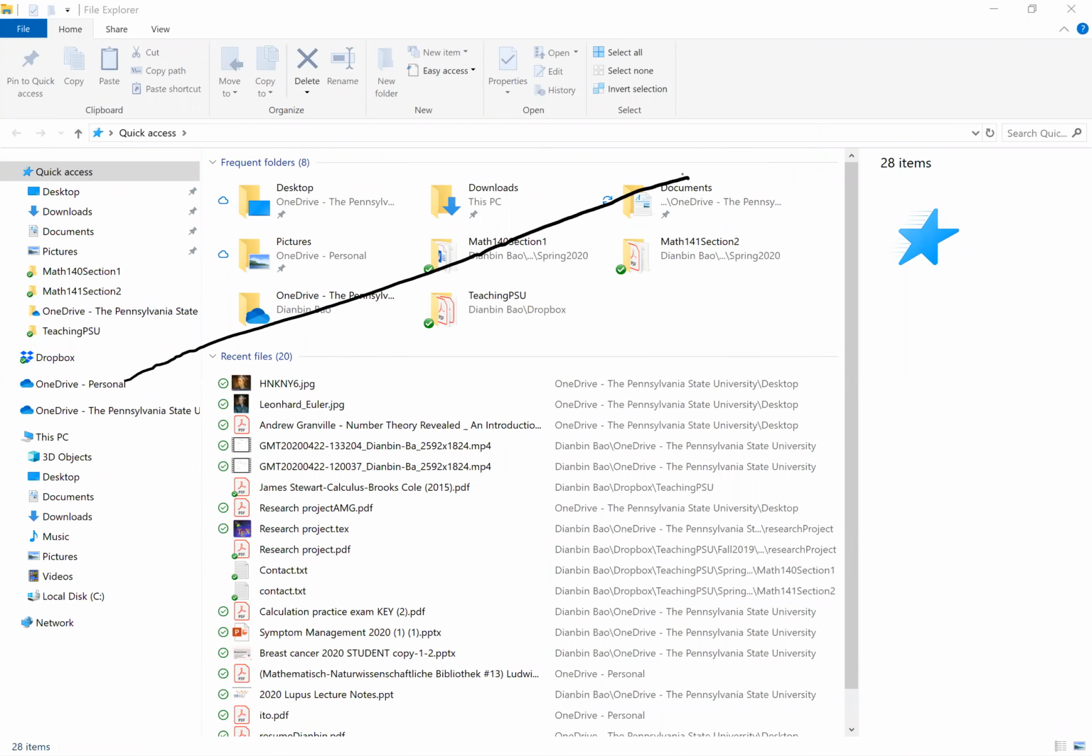Yeah, this file is too big. Let me start another one.